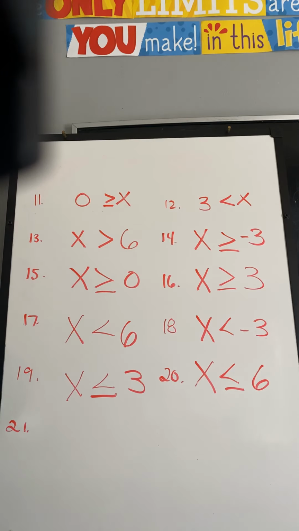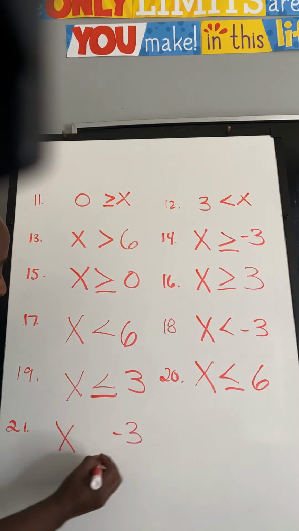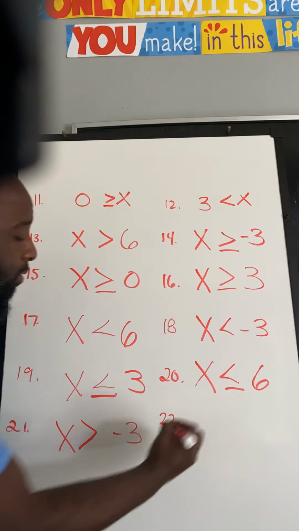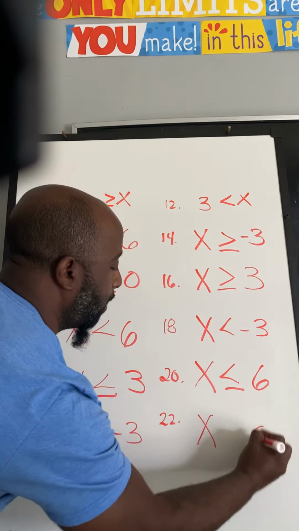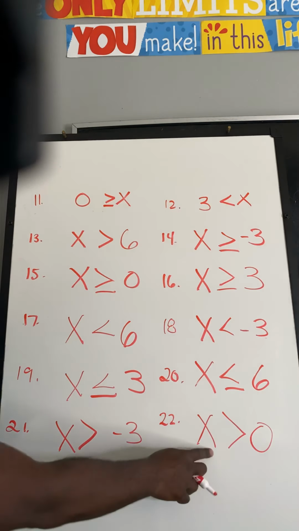21, go to the number -3. It is shading to the right, so it's greater than. And it's an open circle. And then the last one, 22. Go to this number, which is 0. It's shading to the right, so it is greater than. And is it an open or closed circle? It's open, so there is no line.